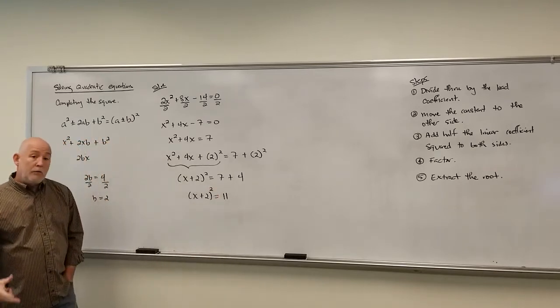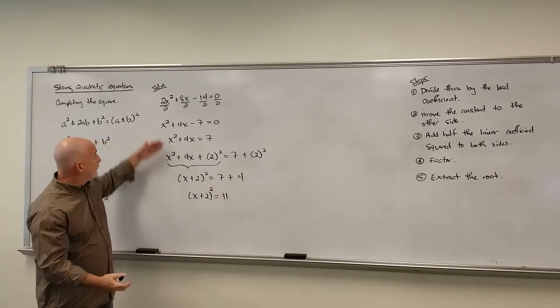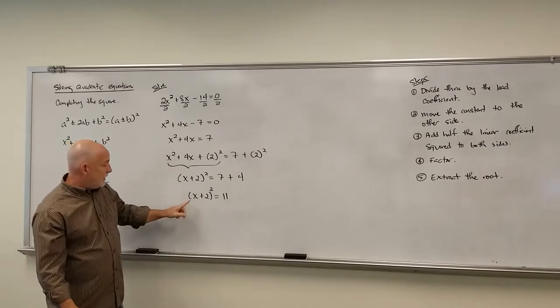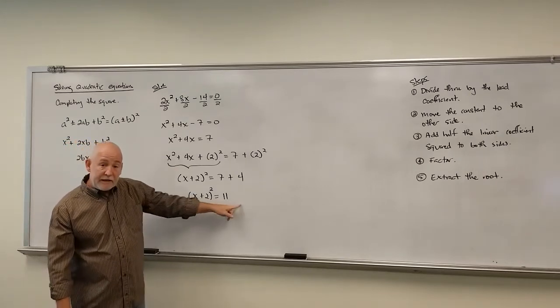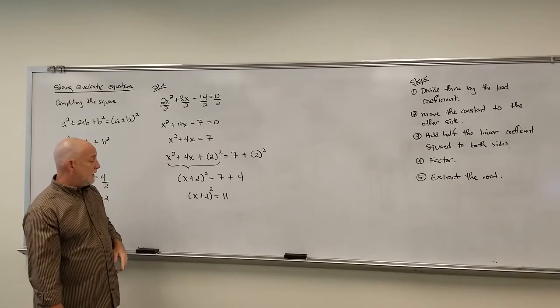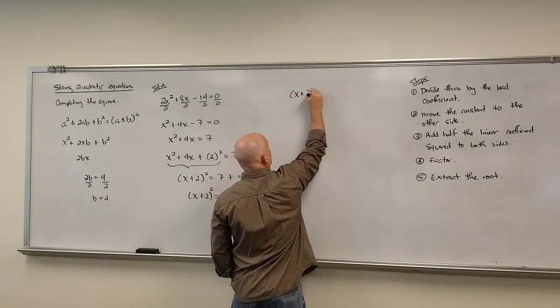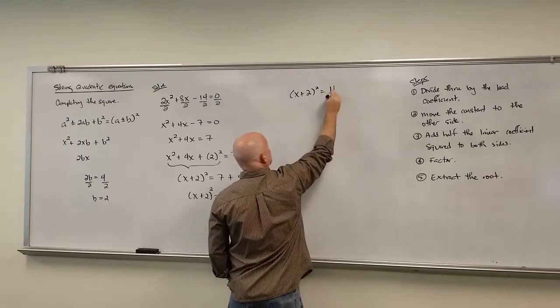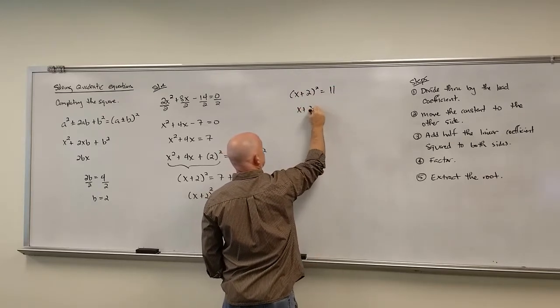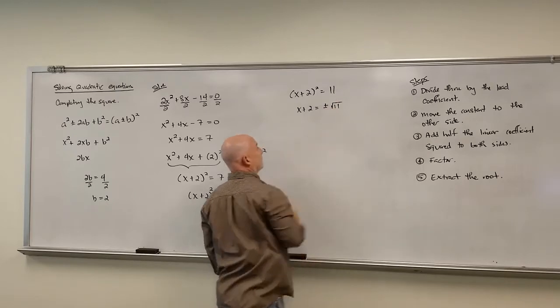All right, now this is the reason we did this entire method. The reason we did all this work is because now we have something squared and everything else is numbers, which means we can extract the root here. So I'm going to go ahead and bring this to the top so we got a little bit more room. I'm going to take the square root of both sides. So I have x plus 2 is equal to plus or minus square root of 11.